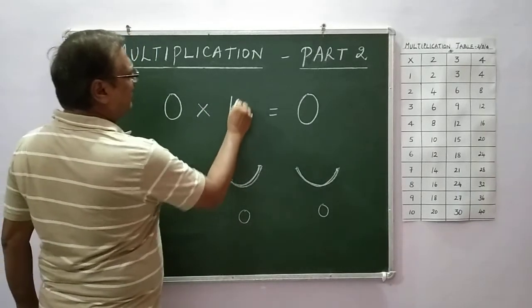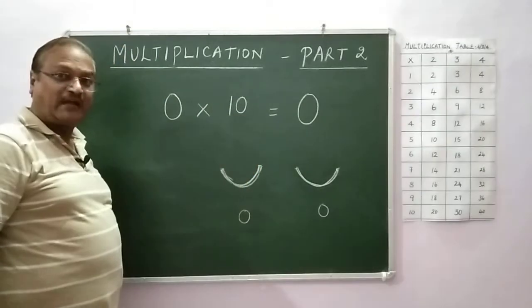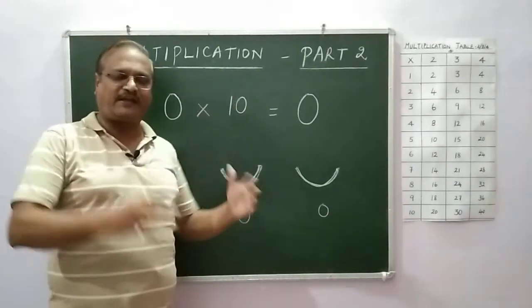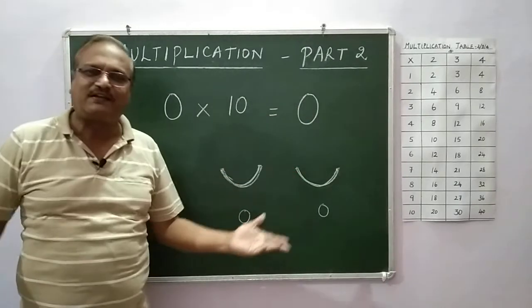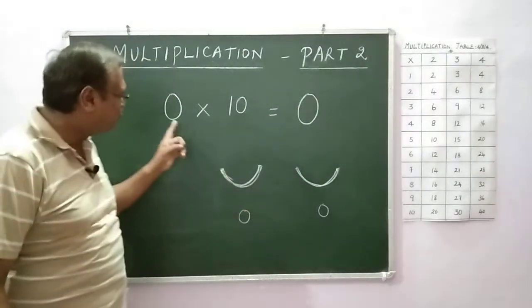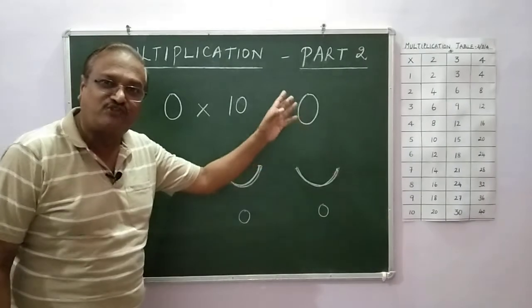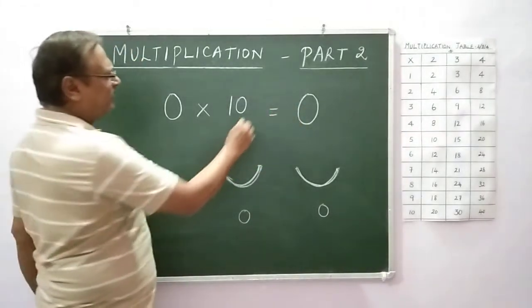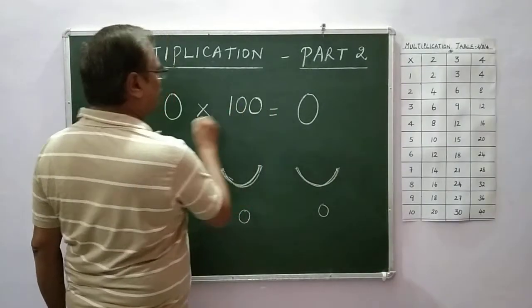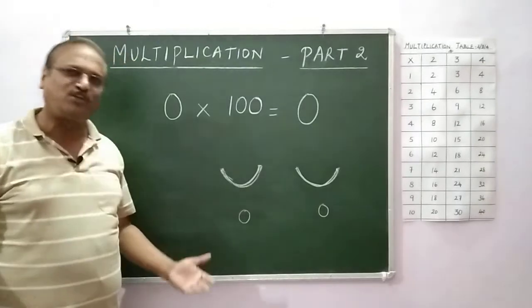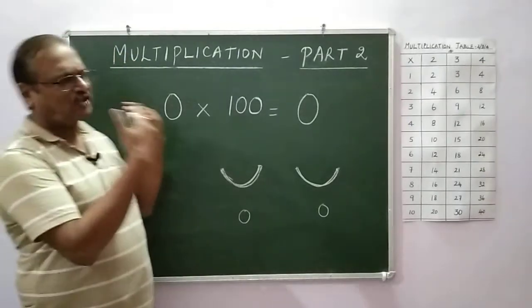I multiply 10 with 0. I may have imagination, right? 10 cups are there and I have 10 laddus. But in reality, there is 0 laddu. So, you will get a big 0. I multiply 100 with 0. What will be the value? Again it is 0. You multiply 1000.